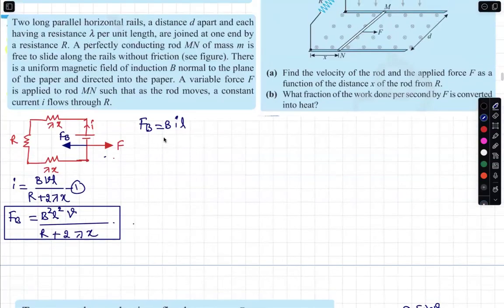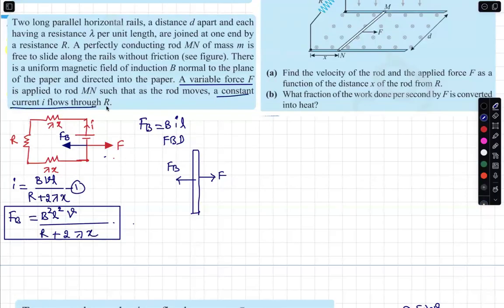Now, what is the free body diagram of the rod? The free body diagram of the rod is: you are applying a force F. There is magnetic field force FB. And one more important point, a constant current I flows through the R. That is important. So you are applying force externally, which is variable. FB is a constant.